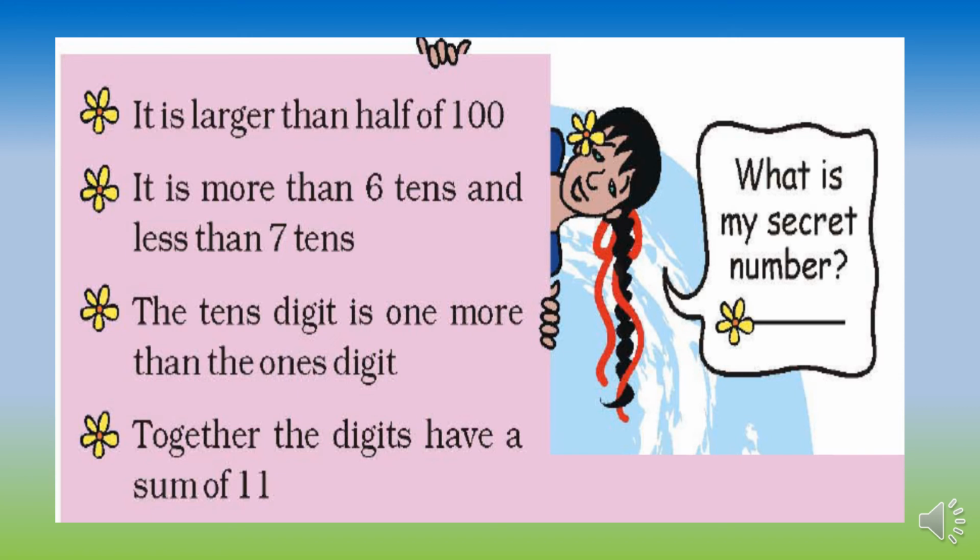It is more than 6 tens and less than 70. So it is between 60 and 70. The tens digit is 1 more than the ones digit, and together the digits have a sum of 11. So the number is 65.